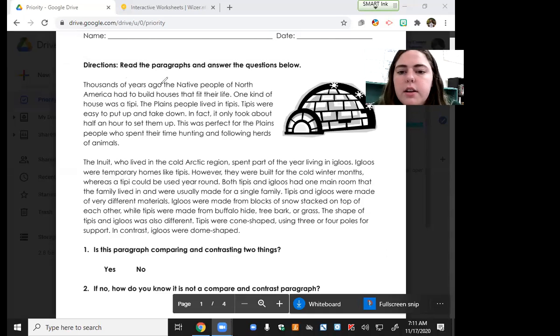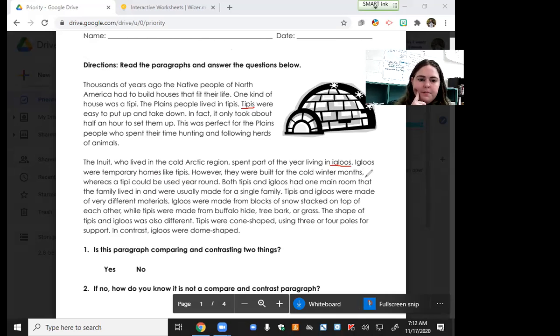I'll change the color to the beginning. Okay, so we're looking for those signal words. One kind of house was a teepee. Teepees were easy to put up and take down. In fact, it only took half an hour to set them up. So nothing in there. The Inuit, who lived in cold Arctic regions, spent part of the year living in igloos. So if the first paragraph is talking about teepees and the second is talking about igloos, that means we're going to compare and contrast teepees and igloos. So teepees were temporary homes like igloos.